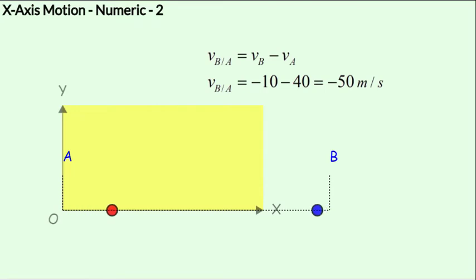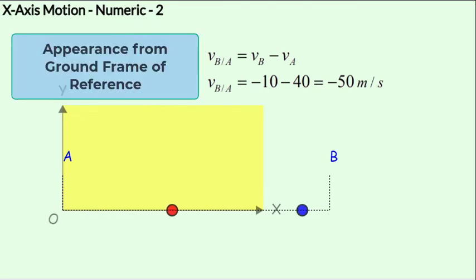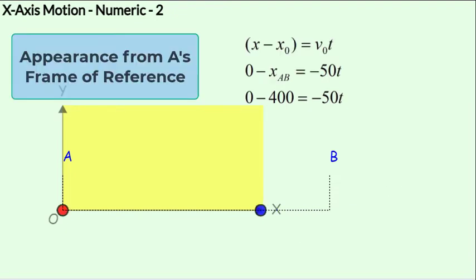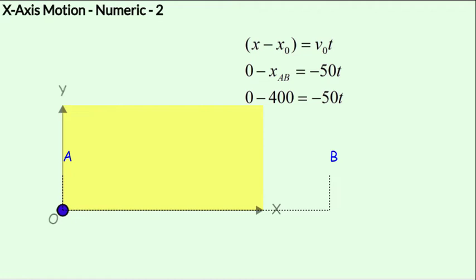This is the animation as seen by an observer in the ground frame of reference. Now let's see the animation from A's perspective. This is how A sees B approaching it. It considers itself to be at rest and sees B approaching it at 50 meters per second, whereas from the ground we see B traveling to the left at 10 meters per second.